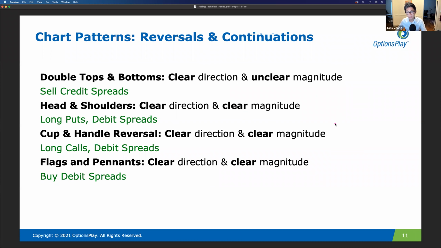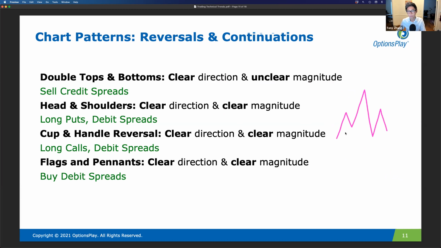So if we talk about double tops, double tops look like this. Double bottoms look like that. I mean, basically one is an M and one is a W, right? A double bottom basically tells you that the stock is going to rise. A double top tells you that a stock is going to decline. But the double top and the double bottom itself doesn't tell you anything about how far the stock can move. It only tells you the stock is going to reverse directions. It doesn't tell you how far it's going to reverse directions. That's why when you come across a double top or a double bottom, the best thing to do is to sell a credit spread.